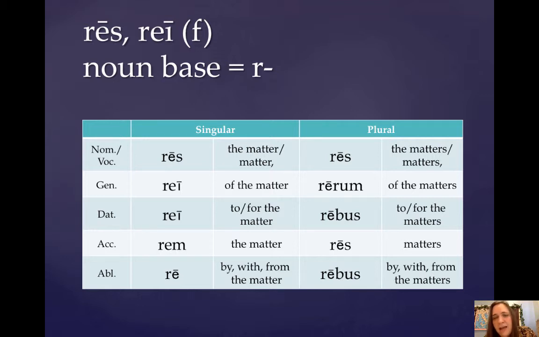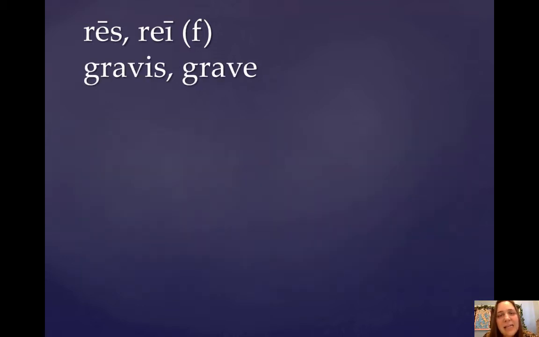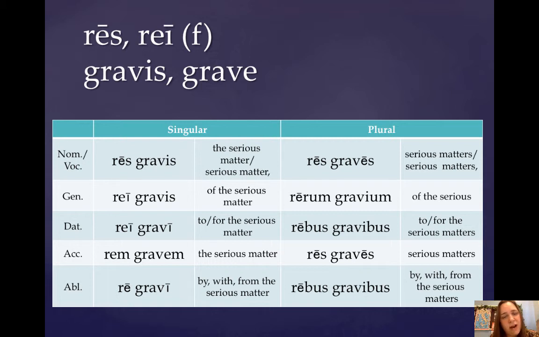Okay? Now, remember, any declension adjective can describe any declension noun as long as they're in the same gender, number, and case. So, as an example, and you should write this in your notes, I'm going to have gravis, grave, the third declension adjective meaning serious or important, describe res, rei of the fifth declension. So, res gravis, rei gravis, rei gravi, rem gravem, re gravi. In the plural, res graves, rerum gravium, rebus gravibus, res graves, and rebus gravibus, okay, meaning the serious matter, the serious thing, okay?